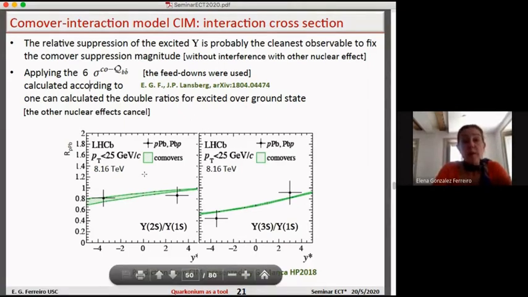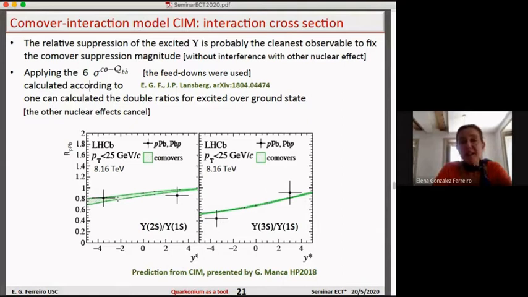And the results were real predictions, in fact, because we didn't have the LHCb data at that time. They were these green lines without any initial state effects, since we are doing double ratios. And the result was very good. It was not presented by us, but by the collaboration, as a real prediction.